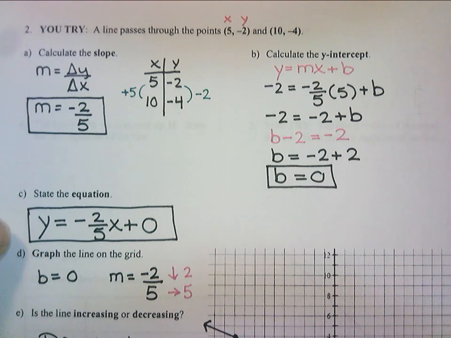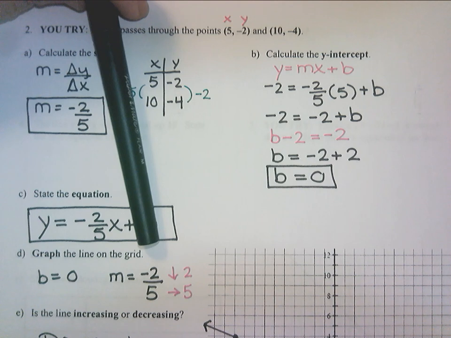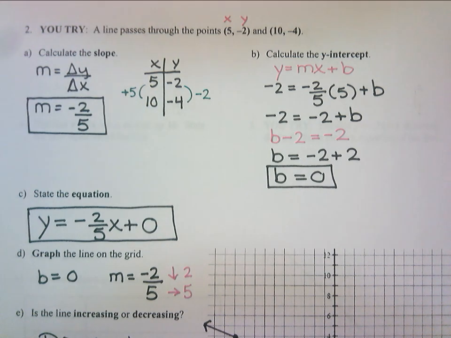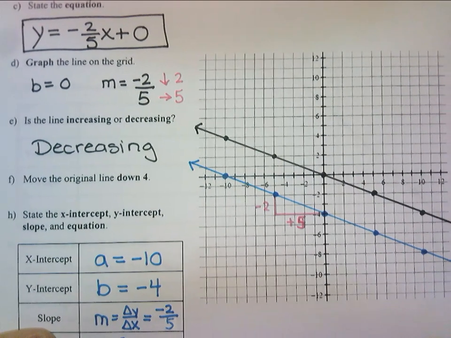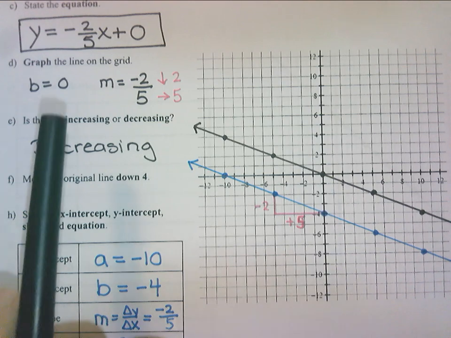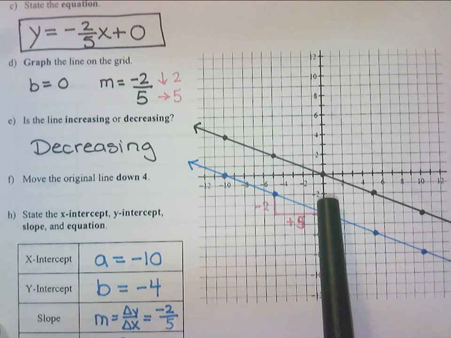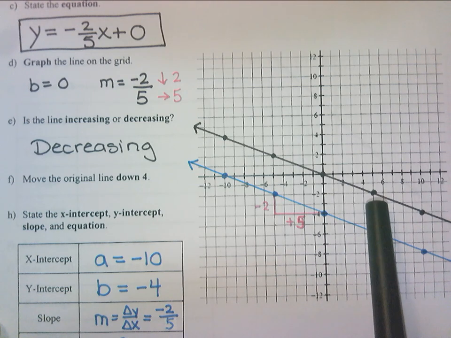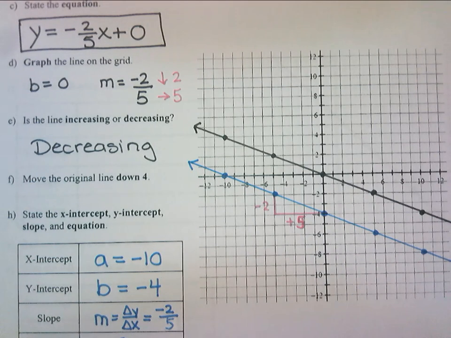My equation was then y equals -2/5 x plus 0, although you could not write the 0 and just say it is -2/5 x. It asked me to graph the line. So I took the y-intercept of 0, I marked that on the graph, and then my slope is going down 2 and then to the right 5. So I went 2 squares down, 5 squares to the right, 2 squares down, 5 squares to the right. And then I reversed it going the other way.